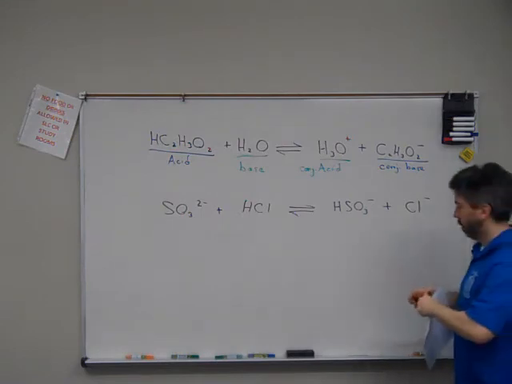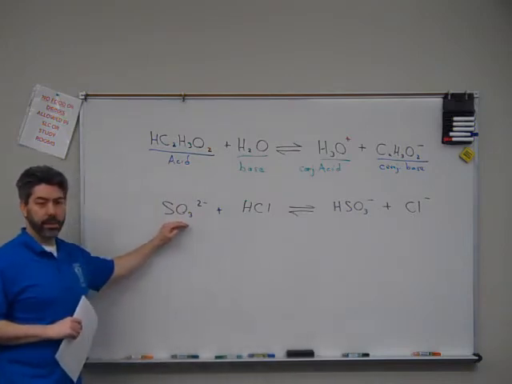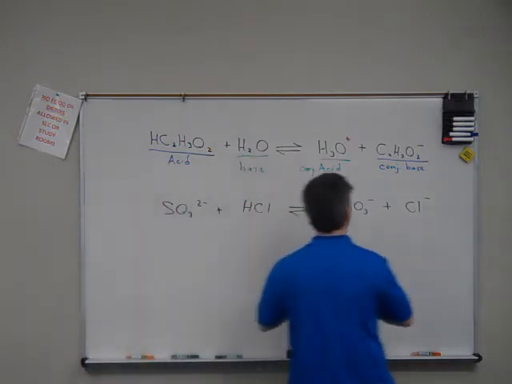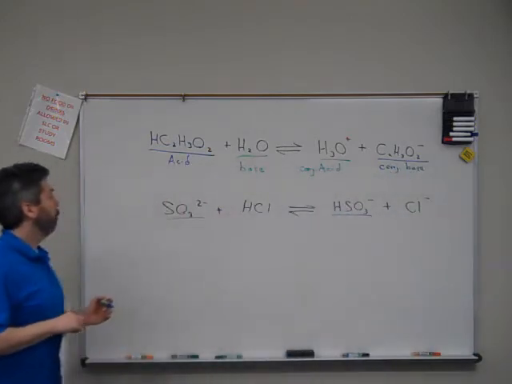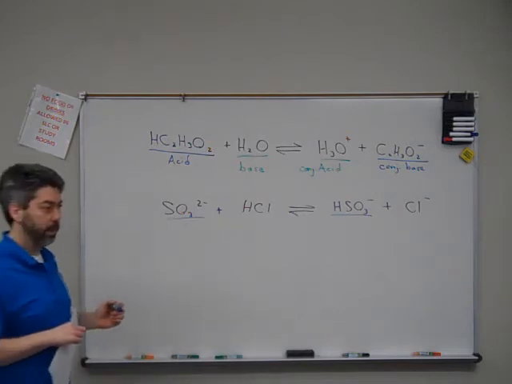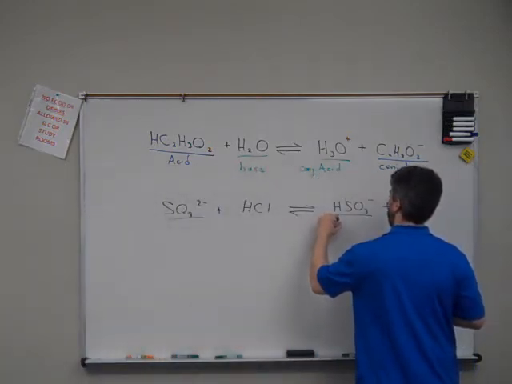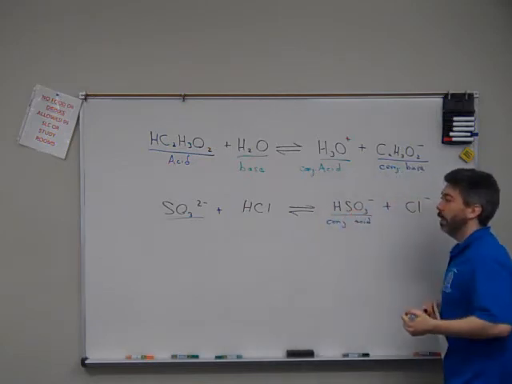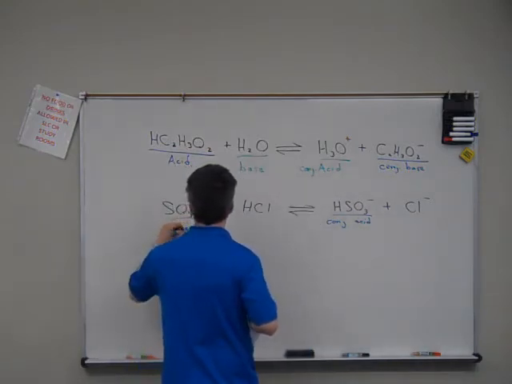So, what would I compare this to? SO3 2 minus gets compared to HSO3 minus. Which one's my acid? This one. It's a conjugate acid because it's a product. The other side is the base. If that's my acid, this is my base.